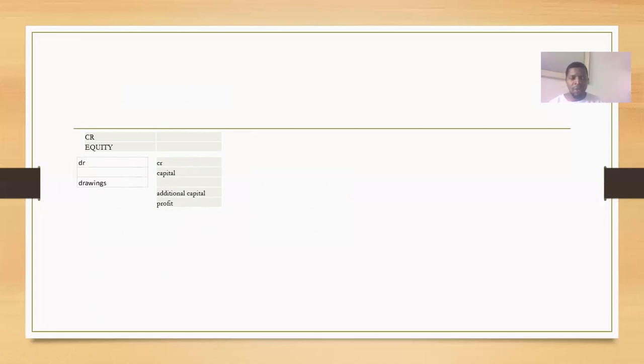And then equity is reduced by drawings. Drawings are a situation whereby the owner is taking money for personal use. So drawings reduce equity. Therefore, we debit drawings. So drawings have a debit account. The more the owner draws the money, the more you debit the drawings account. The more the owner introduces new capital to the business or new equity, you put it in the credit side of the equity account.